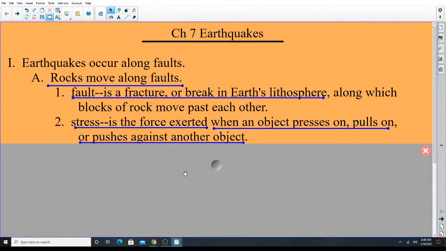Now, when they are being pressed on or pulled apart or pushed together, stress builds up. And wherever that stress is built up, rocks will break, rocks will bend, rocks will crumple. We've talked about that. But that stress that builds up eventually has to get released.